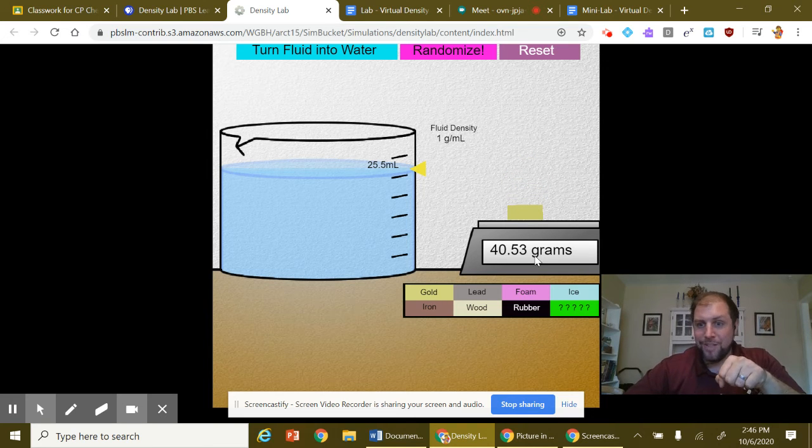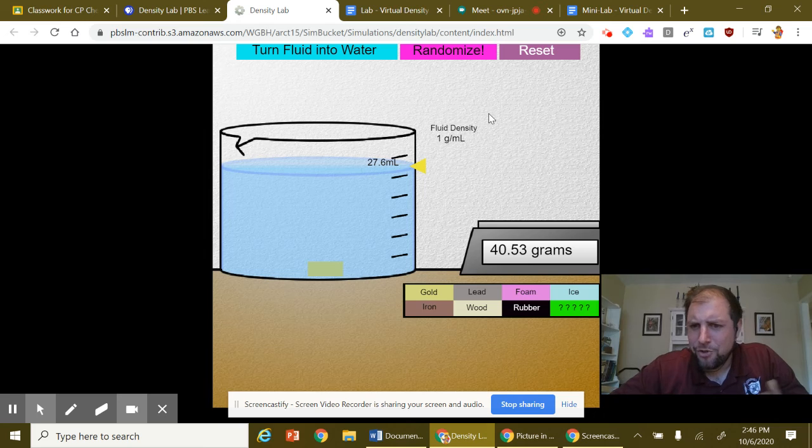There's the mass of that gold sample. Then we'll dunk it in water. The initial volume was 25.5. The final volume was 27.6. A little bit of subtraction and you can figure out the volume of that gold sample. Then the mass divided by the volume gets you the density.